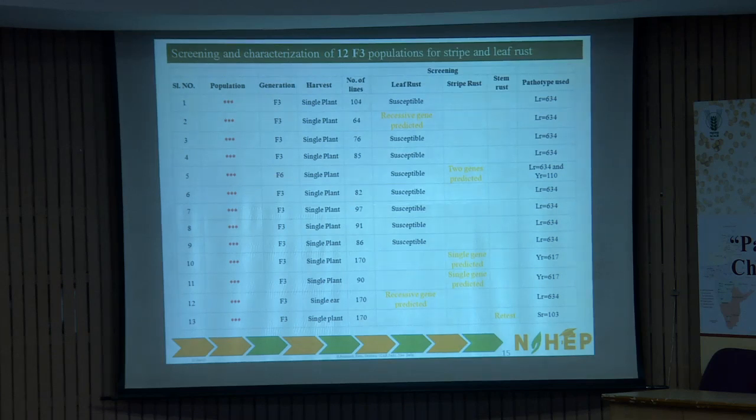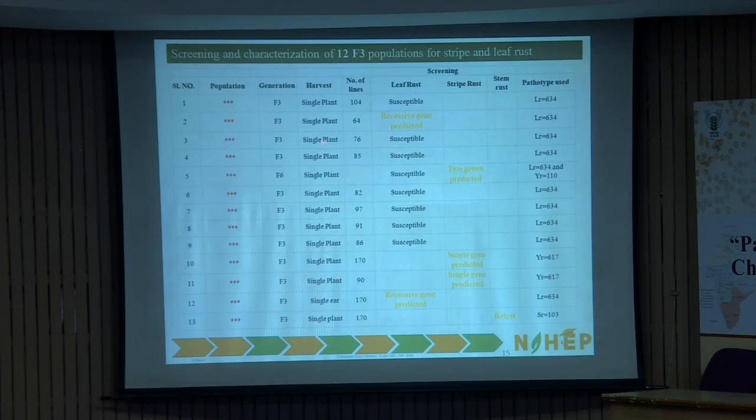In F3 you can predict the gene, how many genes there are. So for this one, yellow rust, we predicted 2 genes may be there based on the segregation in F3. And in one more population, we predicted a recessive gene because it was segregating 3:1, where 1 is resistant and 3 is susceptible, because a dominant gene is susceptible. So we predicted 1 gene here. There were 2 lines I was using. They were varieties of India, and they were segregating for some single genes. So we predicted a single gene here.